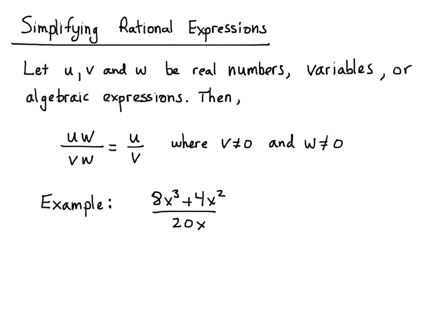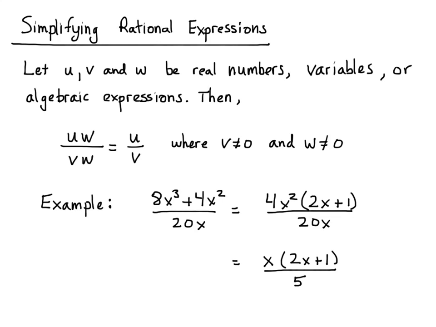If I have this expression here where I have 8x cubed plus 4x squared over 20x, to simplify that, what I want to do is factor it to the fullest extent that I can. Then I notice there's an x in common, so one of those x's will drop out. And the 4 over 20 will make that a 5 in the denominator. So when we cancel everything out, we get x times 2x plus 1 over 5. But we're not finished here.